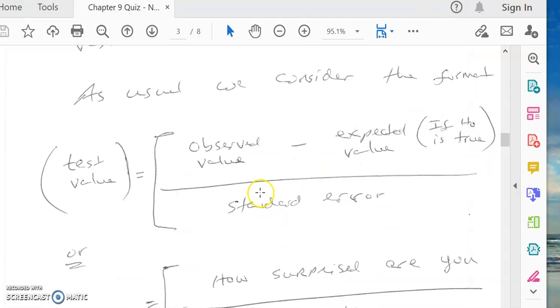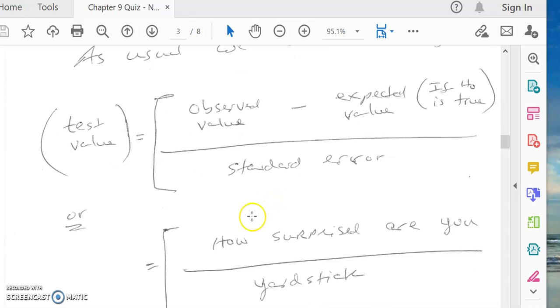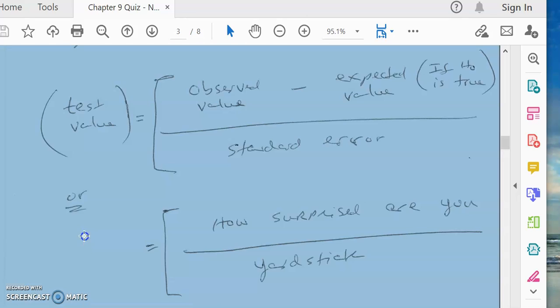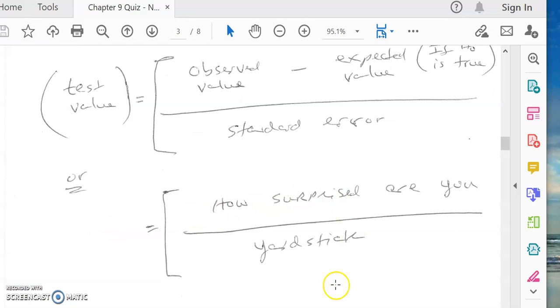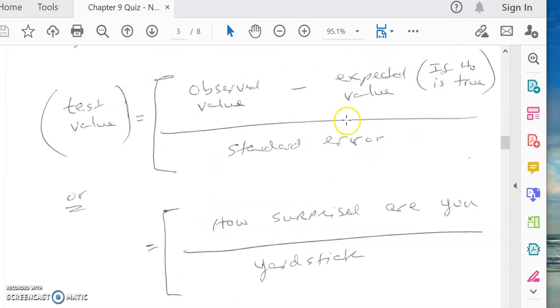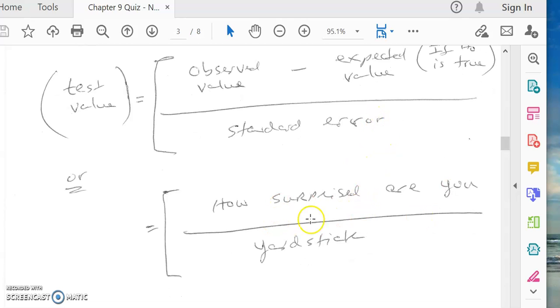Okay, so this right here, this should be very, very familiar to you. You've seen this a dozen times. Okay, I write it a slightly different way, just because it's a little bit easier for me to get my arms around it. This formal formula can also be considered this way. It's how surprised are you? And then you have a yardstick on the bottom.